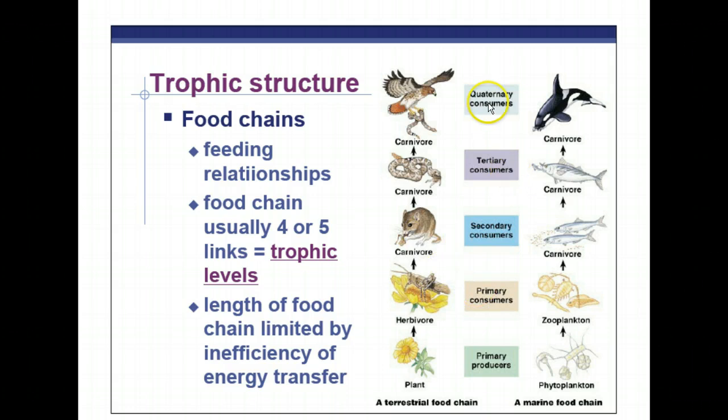Secondary, tertiary, and quaternary consumers are all some type of carnivore. Secondary is a carnivore of an herbivore. Tertiary is a carnivore of another carnivore, and that's the same with the quaternary consumer. The reason why we don't have food chains that go on forever is because of the inefficiency of energy transfer. Eventually you run out of energy and you can't really support enough links in a food chain to make it go on much further than maybe 4 or 5 links.